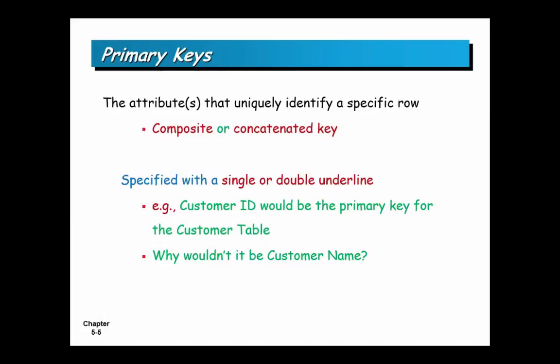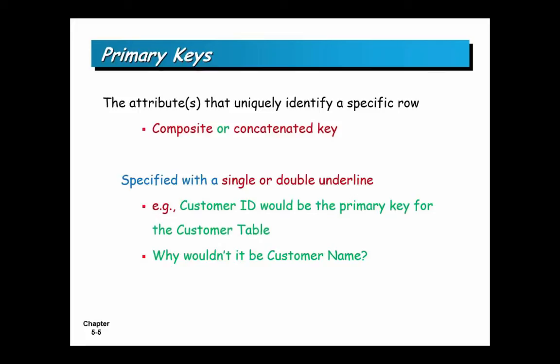The primary key uniquely identifies a specific row. It has to be unique. You cannot have 2 records on the same table with the same key. Each one must have a unique primary key. Now it might be a single attribute or it could be multiple attributes, 2 or more. If it's 2 or more, it's called a composite key, or the way I usually call it, a concatenated key. 2 or more fields together give you a unique key.